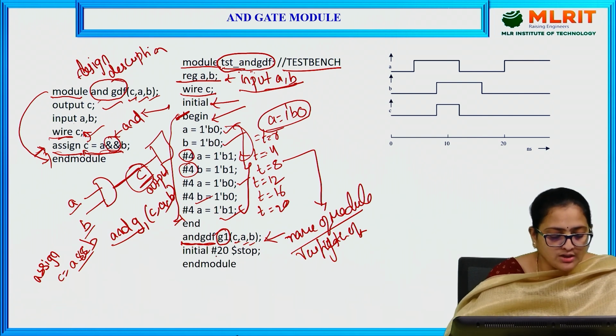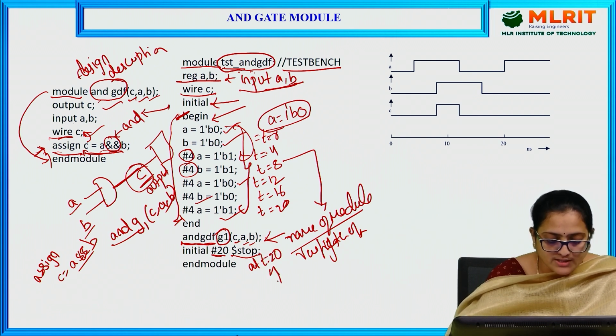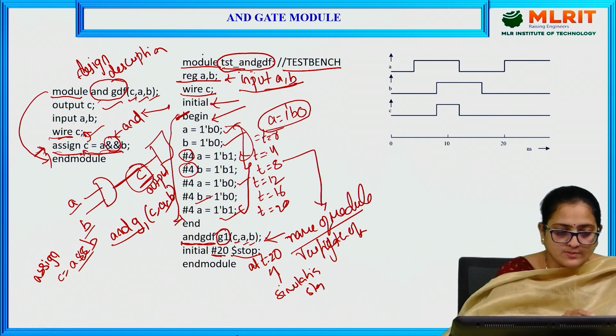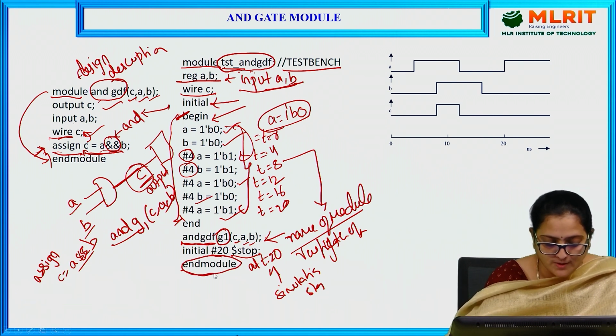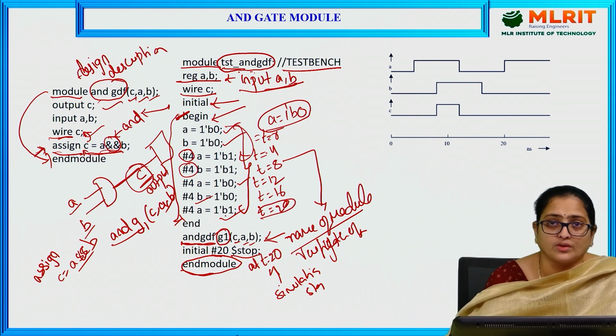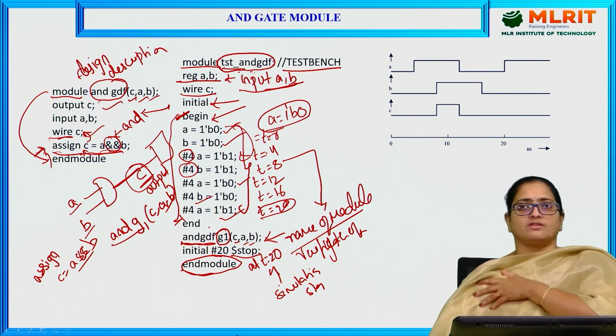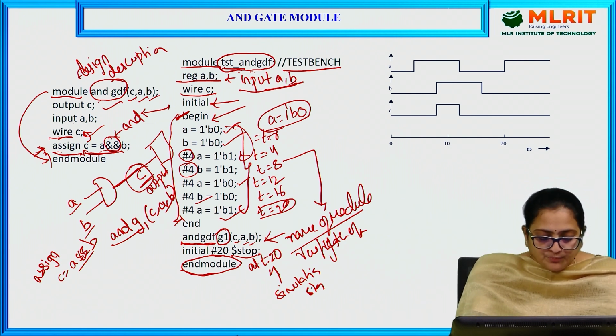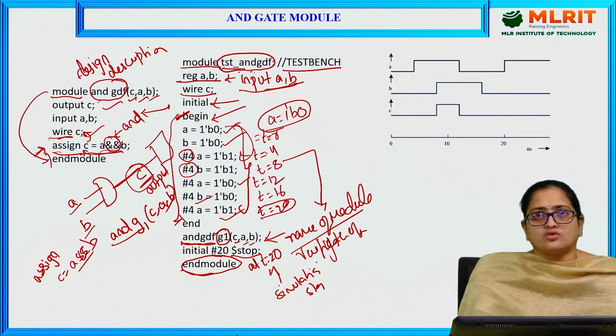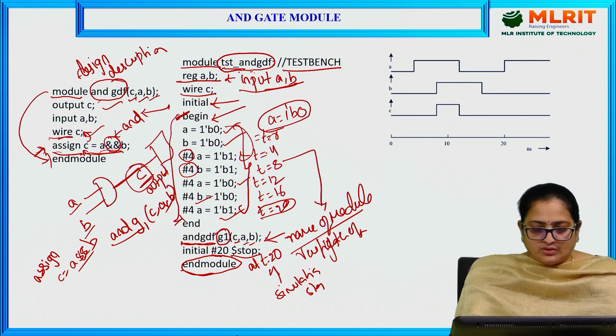And initial, #20 $stop. This represents that at time t equals 20, the simulation is going to stop, and this module has to end with the keyword endmodule. So here till t equals 20, we are assigning values for A and B, but at time t equals 20, the simulation is going to stop. So it shows values only till the 19th time interval.